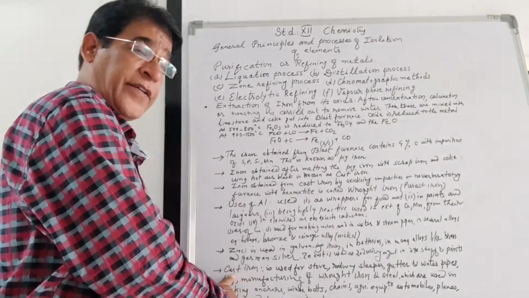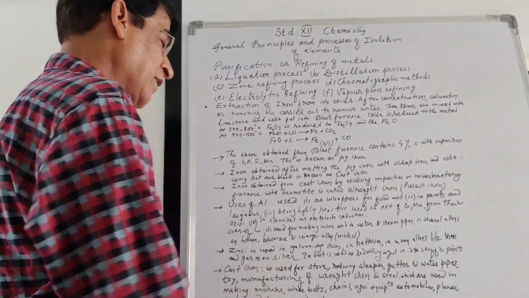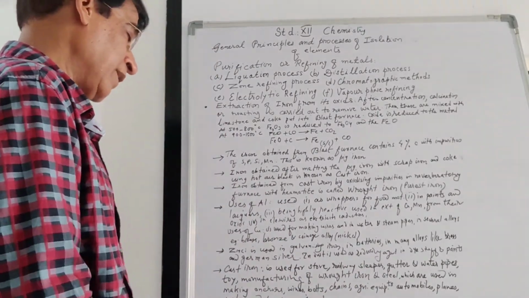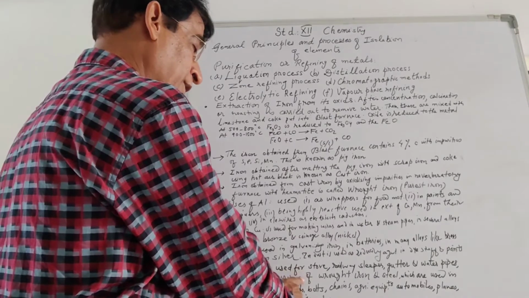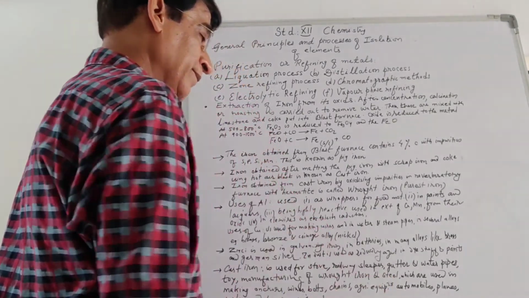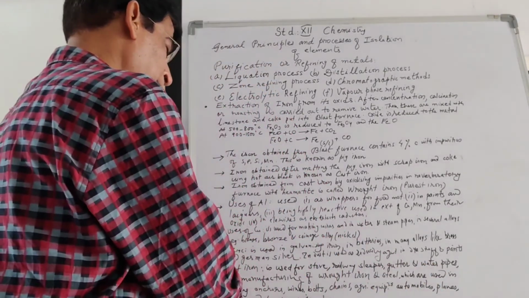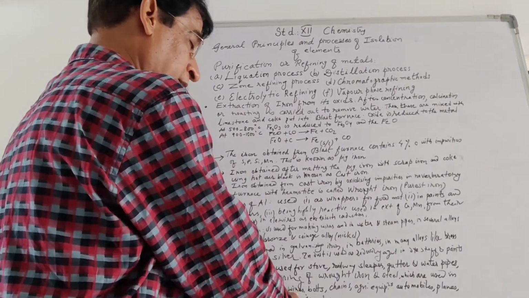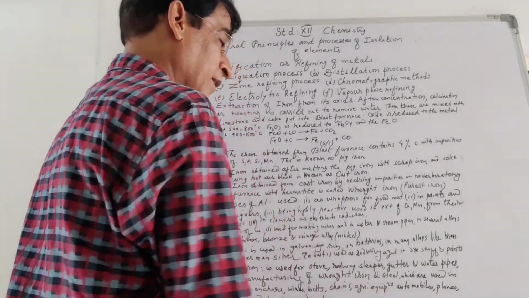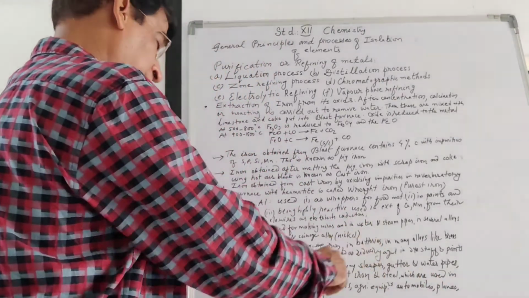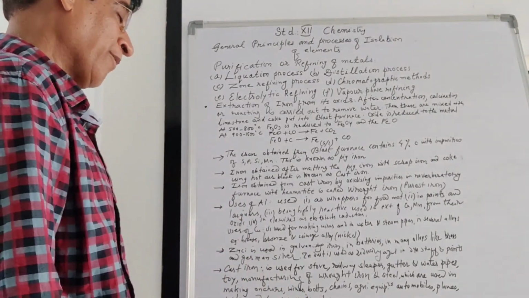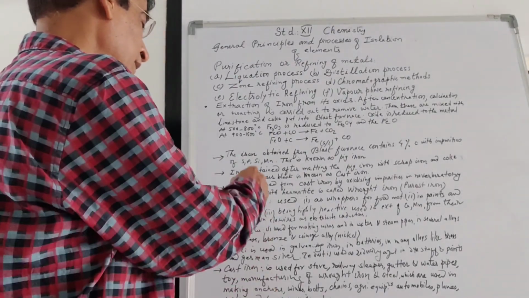Now, uses of cast iron. Cast iron is used for stoves, railway sleepers, gutter and water pipes, toys, and manufacturing of wrought iron, and also manufacturing of steel, which are used in making anchors, wires, bolts, chains, and agricultural equipments, automobiles, plane parts, and pendulum, and also measuring tape also. So these are uses of metals.